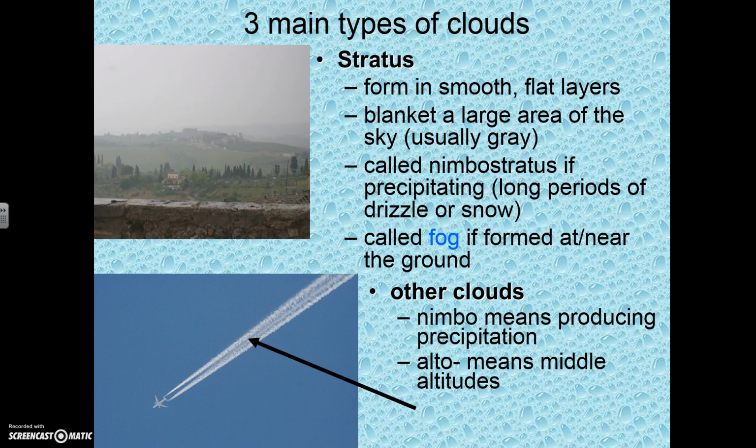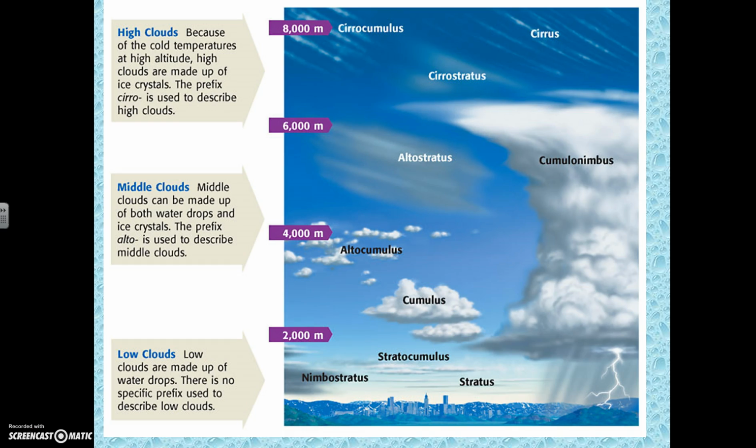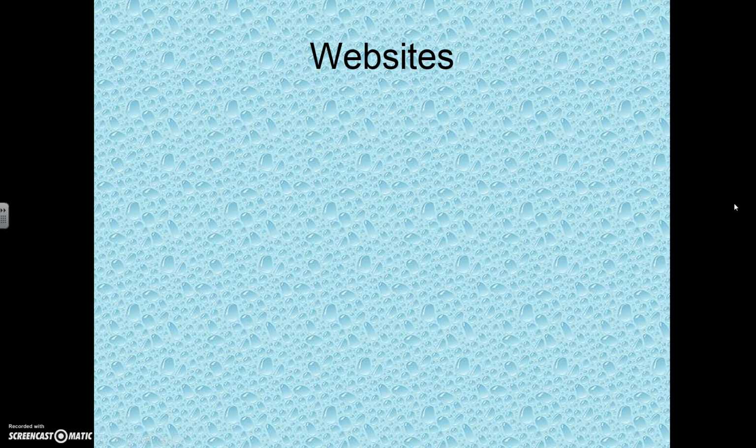Other clouds that you don't need to know about are right there if you want to take a look at those. You don't really need to know where they're located, but you can look at this if you want to. It's kind of cool to see how big a cumulonimbus can be, which is this whole entire thunderstorm. All right, we're not going to look at the websites.